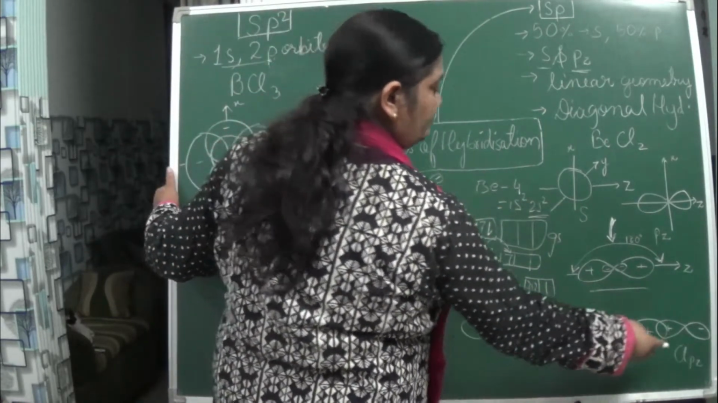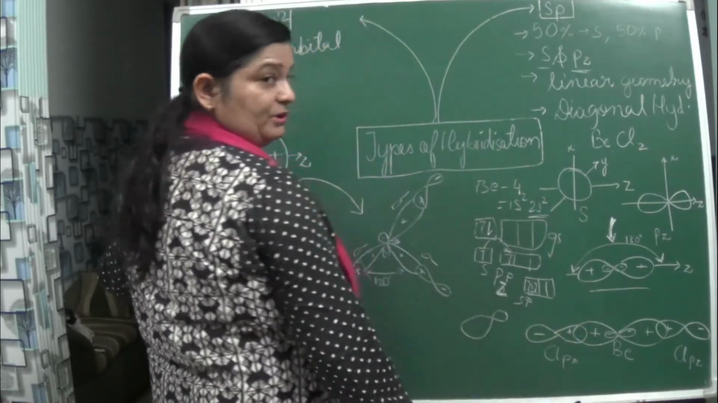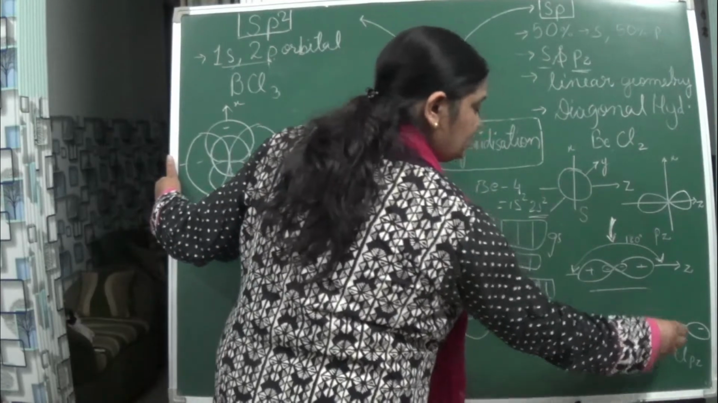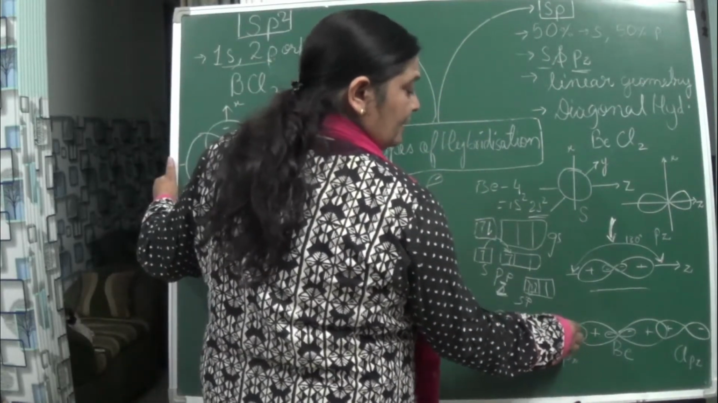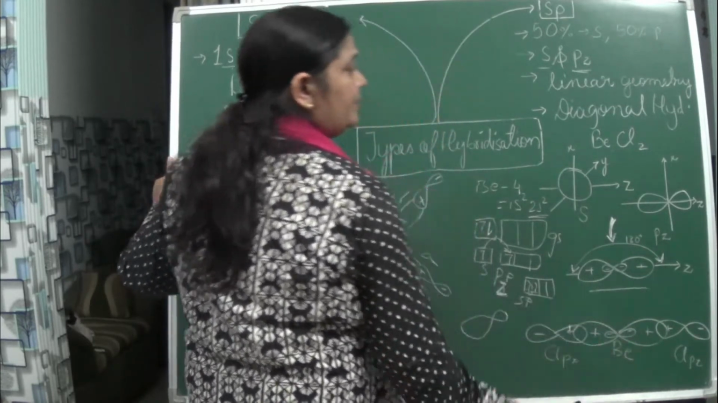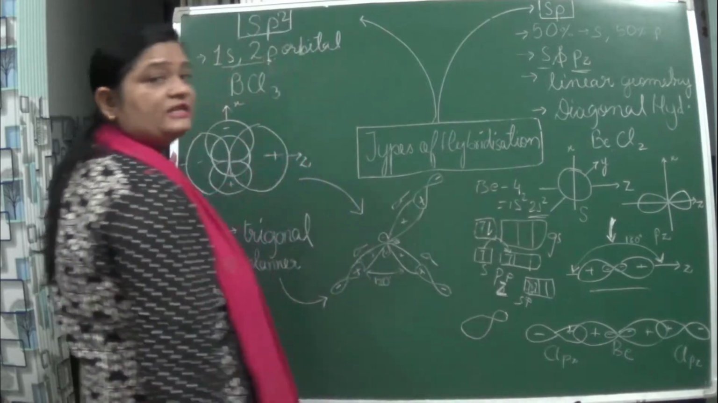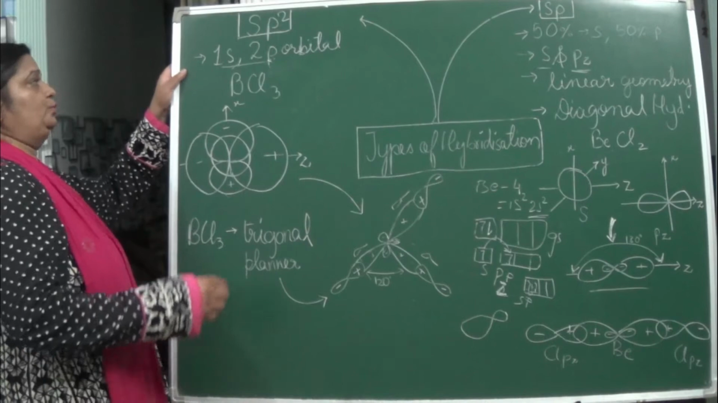And here chlorine, and that too the p orbitals are being overlapped. Here you can see it is having a positive overlap. So positive overlap you can see in the case of beryllium chloride, and it is having SP hybridization.